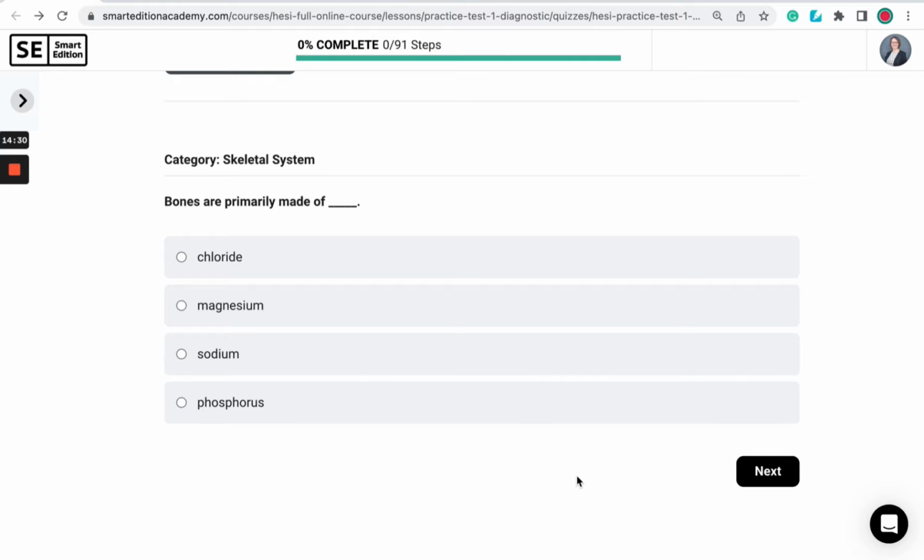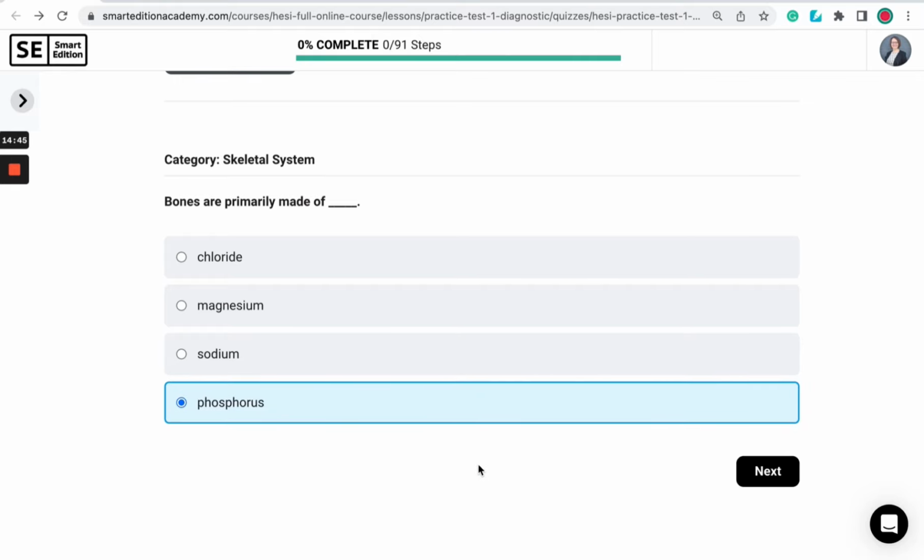Bones are primarily made of chloride, magnesium, sodium, or phosphorus? The correct answer is phosphorus.